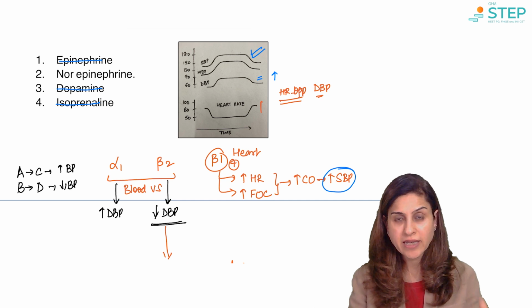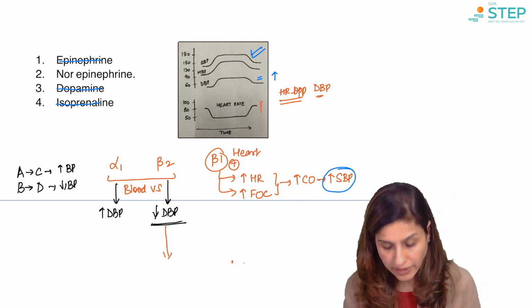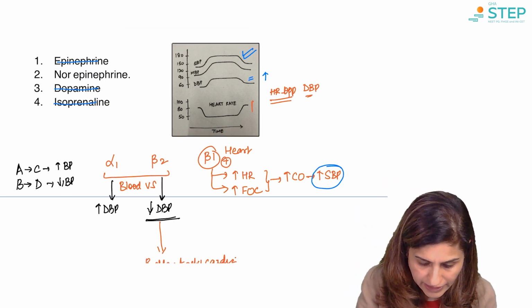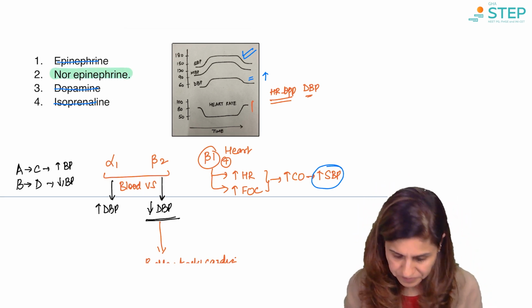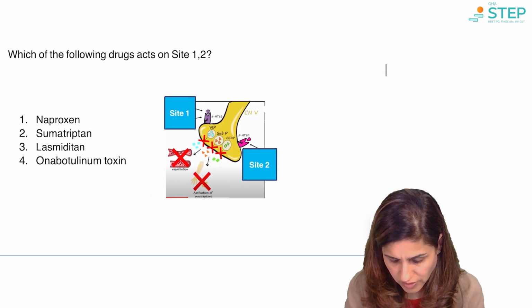I told you, with diastolic blood pressure, the action on the heart would be the opposite. So there will be reflex bradycardia here. So the correct answer here is norepinephrine, right? All right, good. So let's move on to the next question.